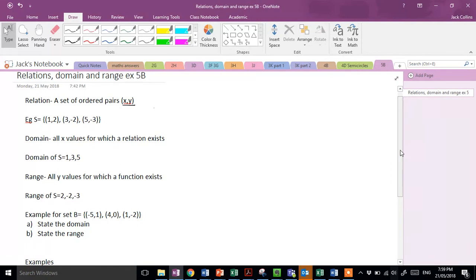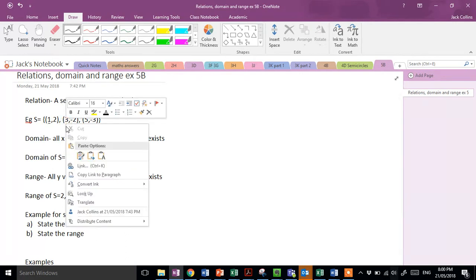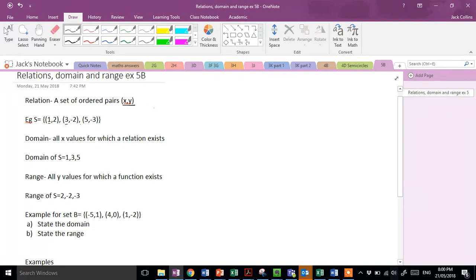So when you're asked to find the domain of a set of ordered pairs, or a domain of a function, a domain is simply all x values for which the relation exists. So for set S, that would be the first in each of the ordered pairs. So for set S, x exists at 1, 3, and 5. And then the range is all y values for which the function exists. So for set S, that would be 2, -2, and -3.